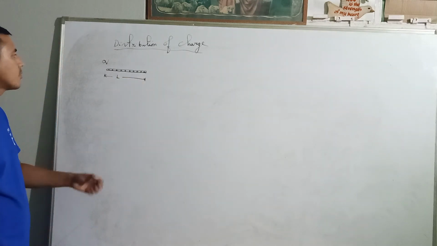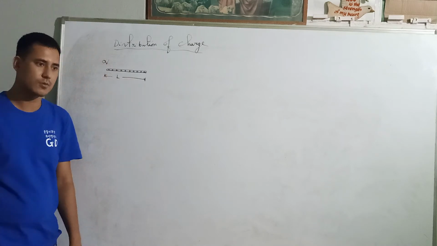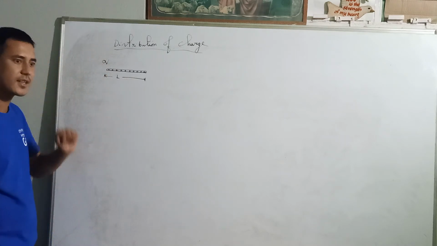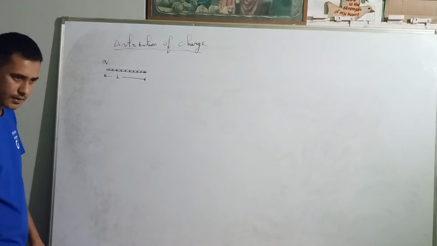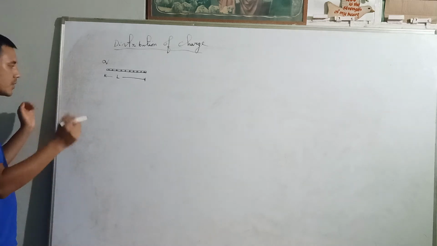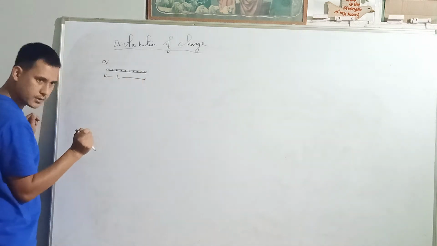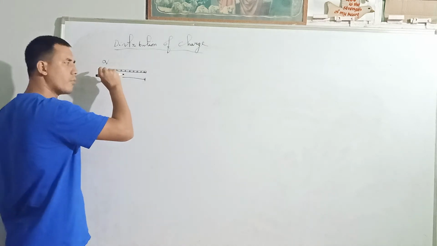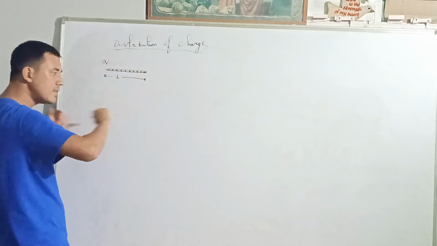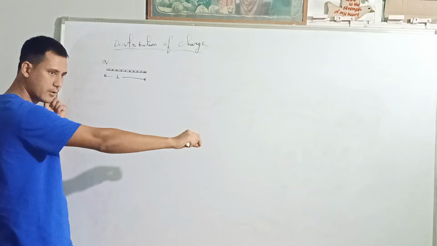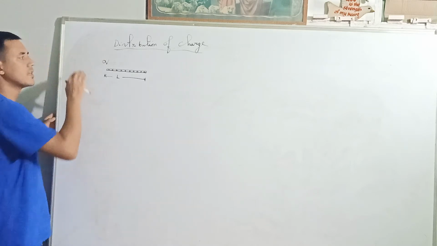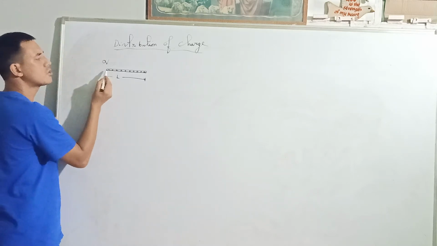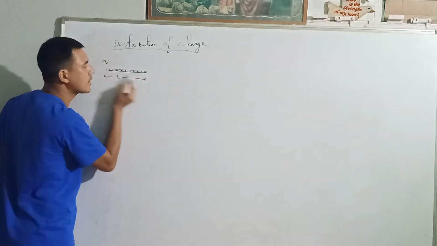Then we can find out what is the charge density of this rod. Charge per unit length. Is it okay? Yes. So a charged body can be in the form of a rod. If a charged body is in the form of a rod, linear, one-dimensional, then in that case, the charge will be distributed uniformly along the entire length of the rod.